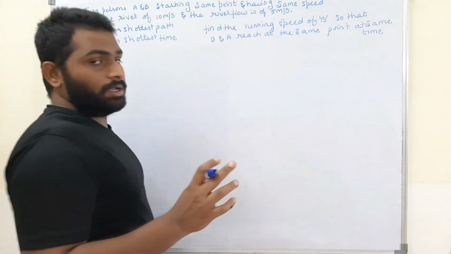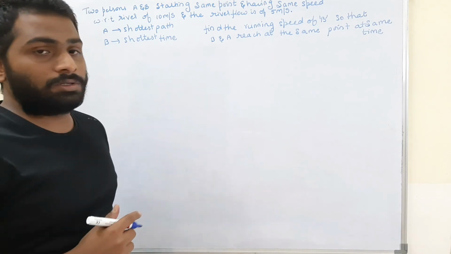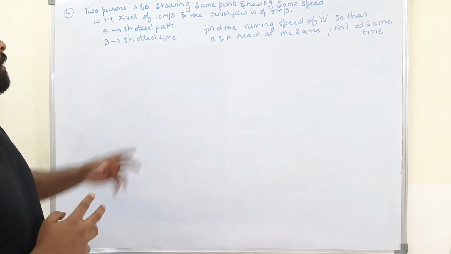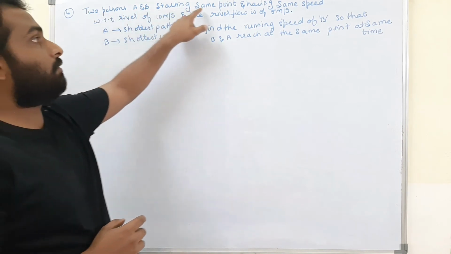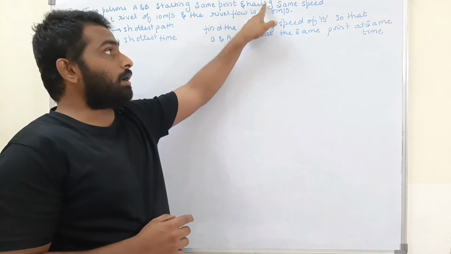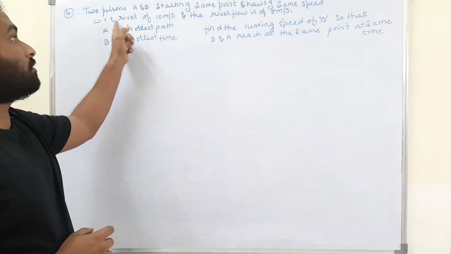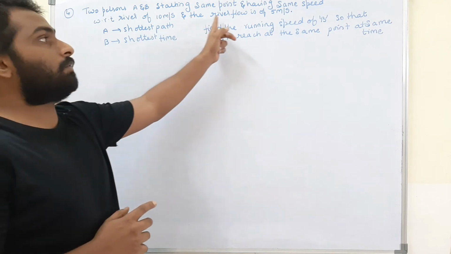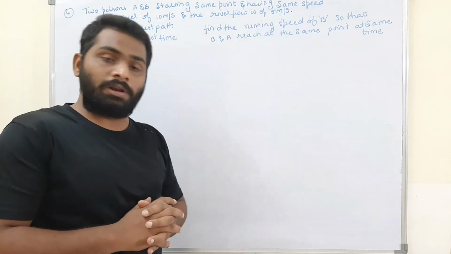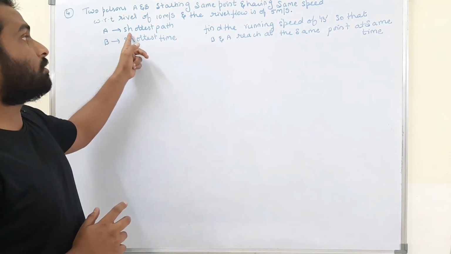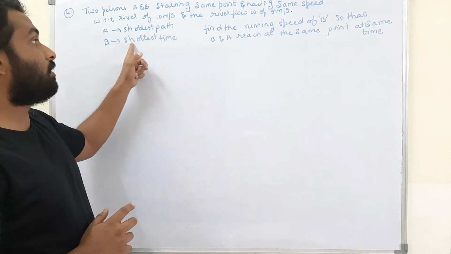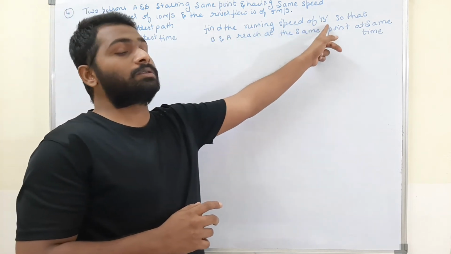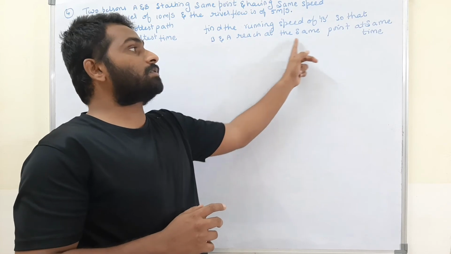I am giving you 10 seconds or 20 seconds time. Read the question once again. This is a very important question. The two persons A and B start from the same point and have the same speed with respect to river. How much speed? 10 meters per second. Now the river flow is how much? 5 meters per second. Now A is moving in the shortest path and B is moving in the shortest time. Find the running speed of B so that B and A reach the same point at the same time.